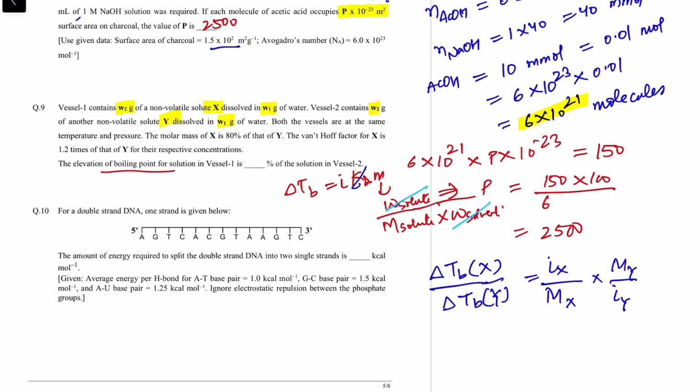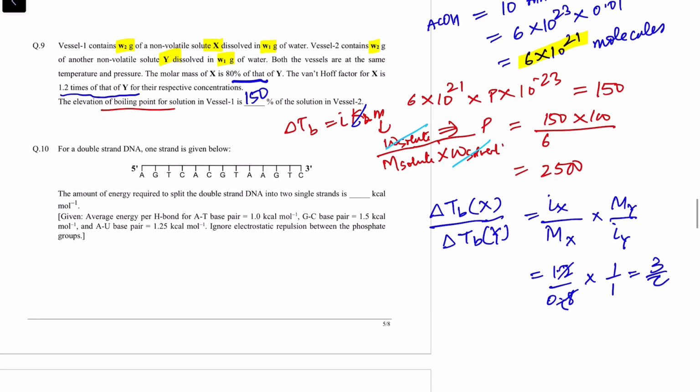Now you can read the remaining question. The molar mass of X is 80% that of Y. So if the molar mass of Y is 1, the molar mass of X is 0.8. The Van 't Hoff factor for X is 1.2 times that of Y. So you can solve this. This will come out to be 3 by 2. That is, the elevation in boiling point of X to the elevation in boiling point of Y is 3 by 2, that is 150%. So the correct answer to this question would be 150.